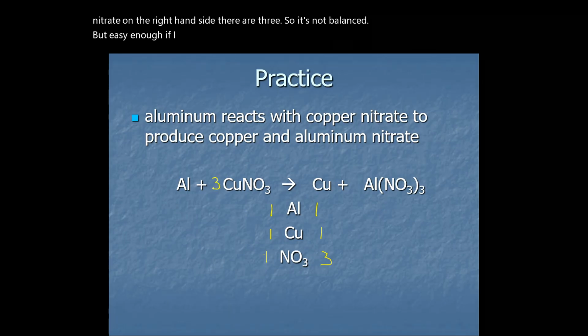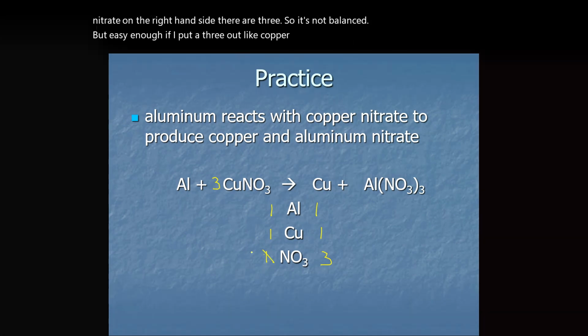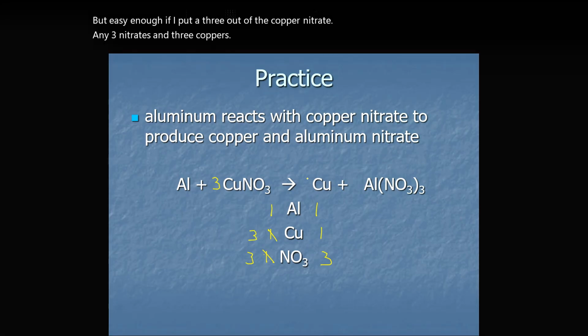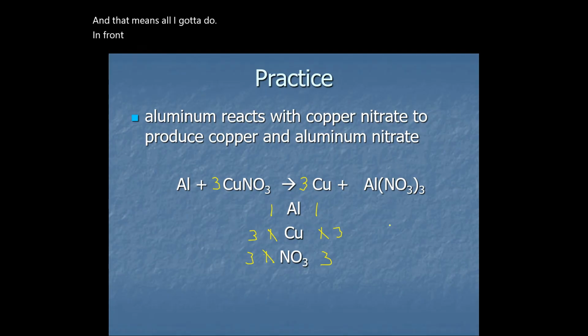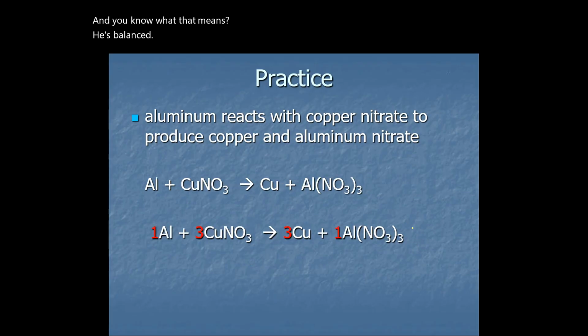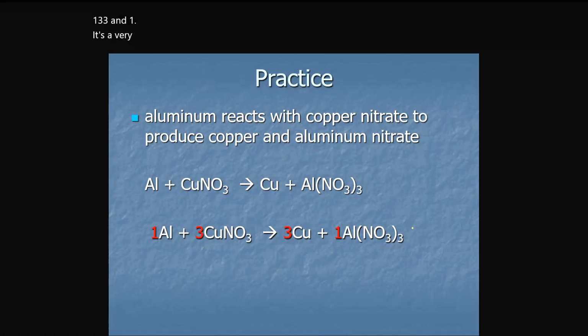If I put a 3 out in front of the copper nitrate, I get 3 nitrates and 3 coppers. And that means all I got to do is put a 3 in front of copper. And you know what that means. He's balanced. 1, 3, 3, and 1. It's a very methodical approach that you have to go through for some of these. Some of them are very easy to see. Some of them are going to be a little harder.